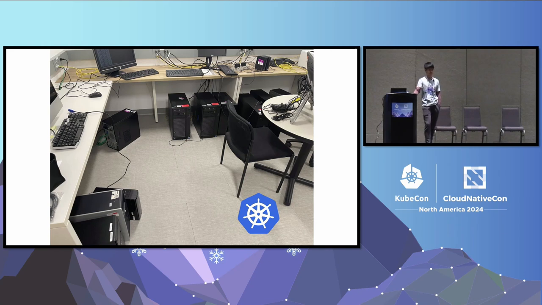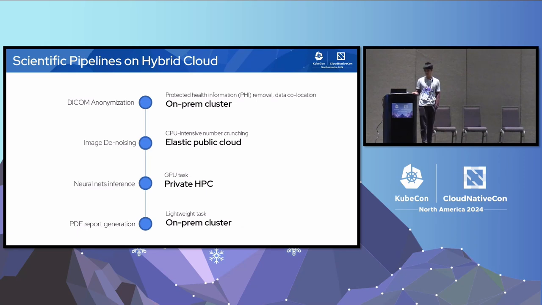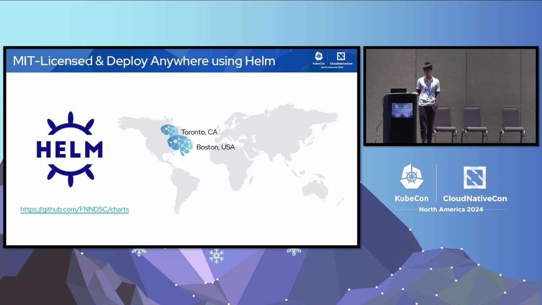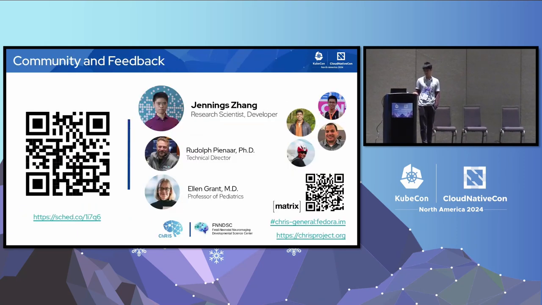So my question is, what do you think the benefit of having it be a hybrid cluster doing things on-prem and in the cloud, as opposed to maybe doing something strictly on-prem or strictly in the cloud? And does that have something to do with the PHI information?